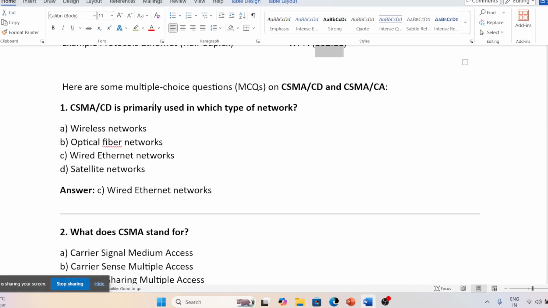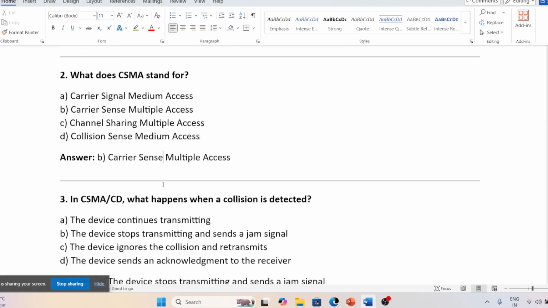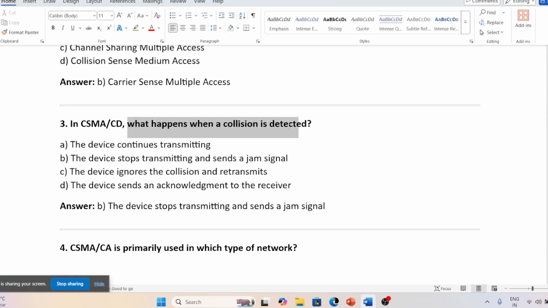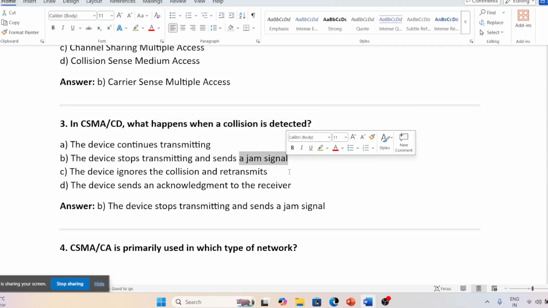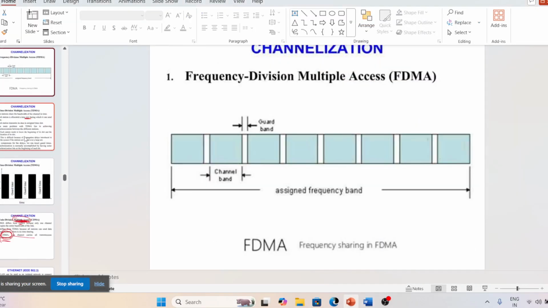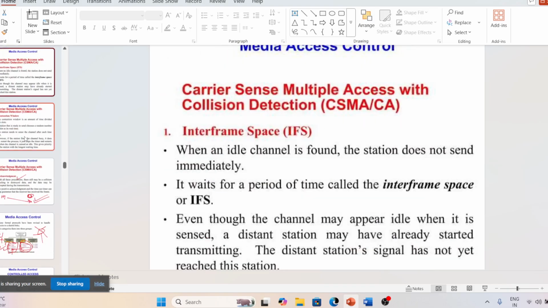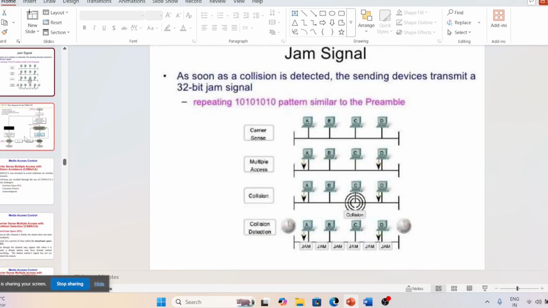So CSMA/CD is used in Ethernet, as we saw just now. What is the full form of CSMA? Carrier Sense Multiple Access. Now in CSMA/CD, what happens if a collision is detected? We saw that as soon as a collision is found, a jam signal comes. Like this we have seen over here. The jam signal has come in this.